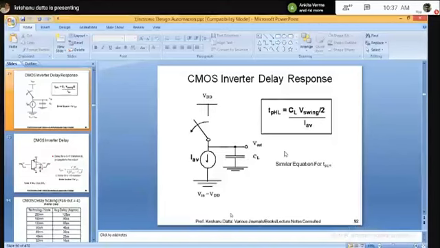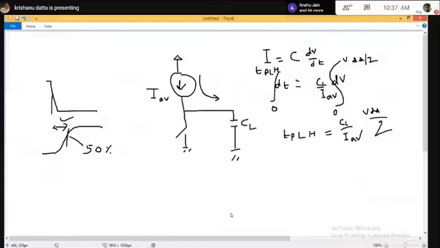Let me go back to the paint. The output is going to 50%. That is why I put the limit VDD by 2. That's the only reason. This is how it is defined in industry. In industry, if they would have defined that you can only take the delay when output reaches all the way up to VDD, then we would have changed that definition. Okay, that's only the convention. That's it.